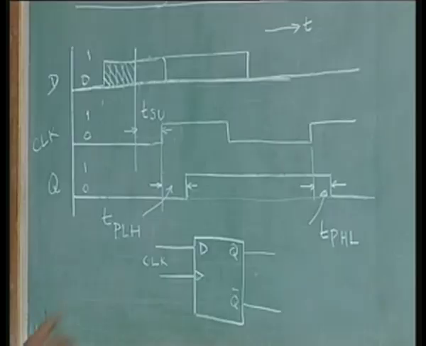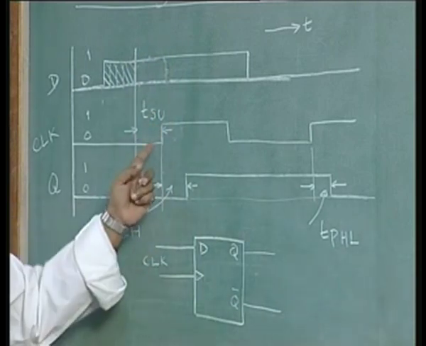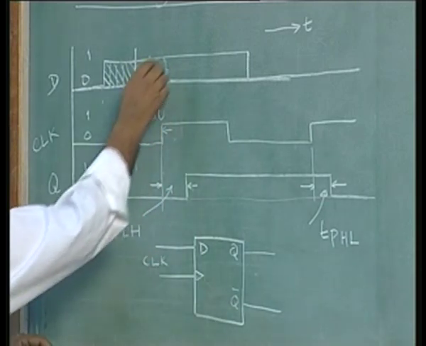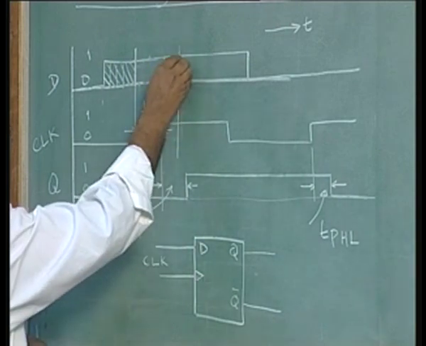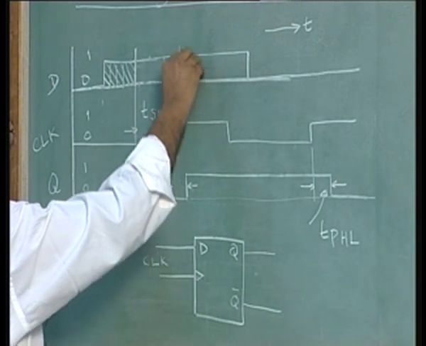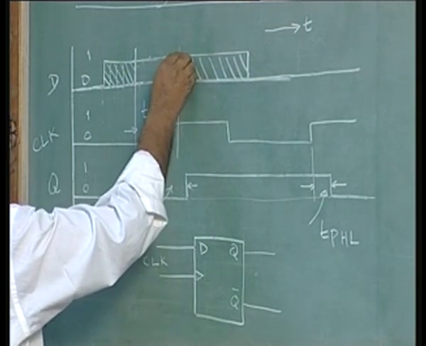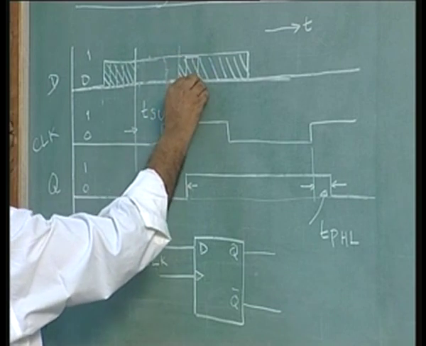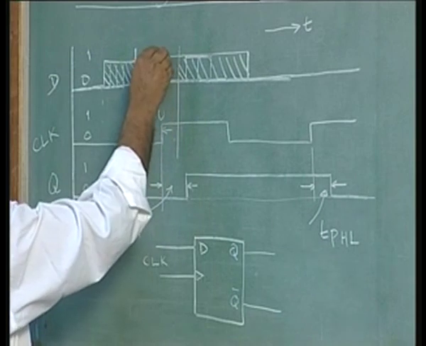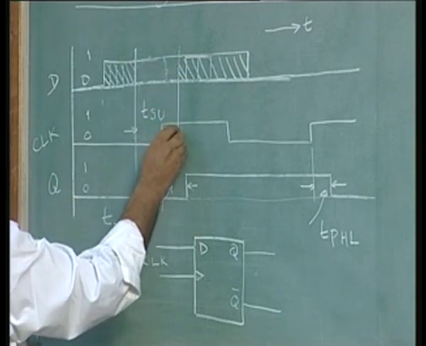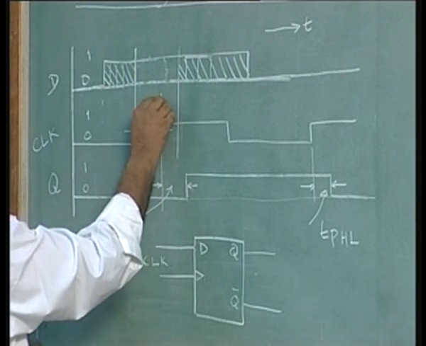So, there is a minimum time for which the input should remain stable after the clock transition occurs, and that time I will put arbitrarily here, beyond which D can change any time. There is no need for D to extend up to this point. It can go down here, here, and so forth. But this period is something we cannot eliminate. This period is called hold time.